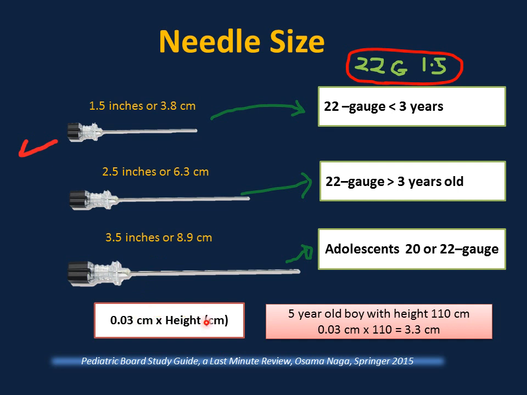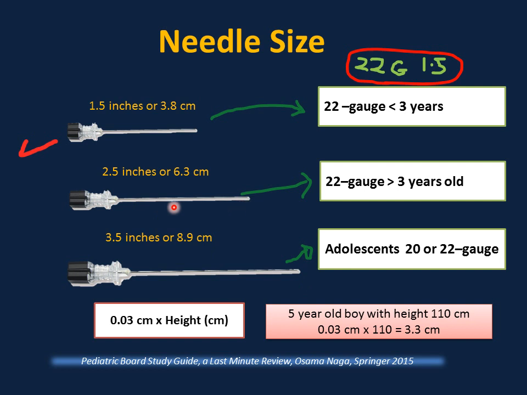There is a suggested formula to help us understand how far we can go while we are performing a lumbar puncture. This will increase your success rate in obtaining CSF. This formula is 0.03 centimeter times the height in centimeter. So if you have a 5 year old boy with height 110 centimeter, you can use this formula to understand which needle you will use and how far you can go. 0.03 centimeter times the height in centimeter 110 will give you 3.3.